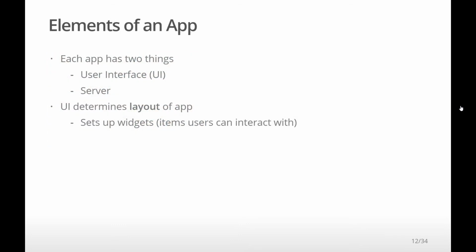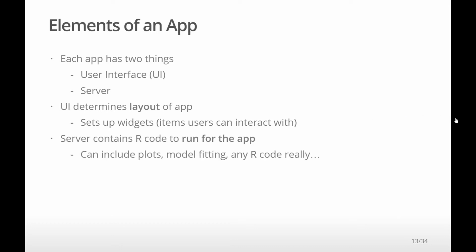So we're going to, again, refer to these widgets, which are just items that users can interact with. Your UI is going to determine where those widgets show up and where the plots that you make show up as well, or text or whatever summaries that you're going to produce. The server, on the other hand, contains the R code that's going to run for your app. So if you're fitting a histogram, it's going to actually have the code to do that there.